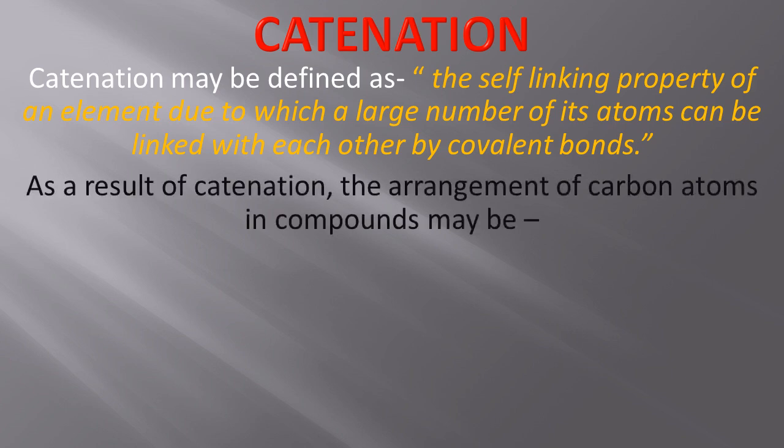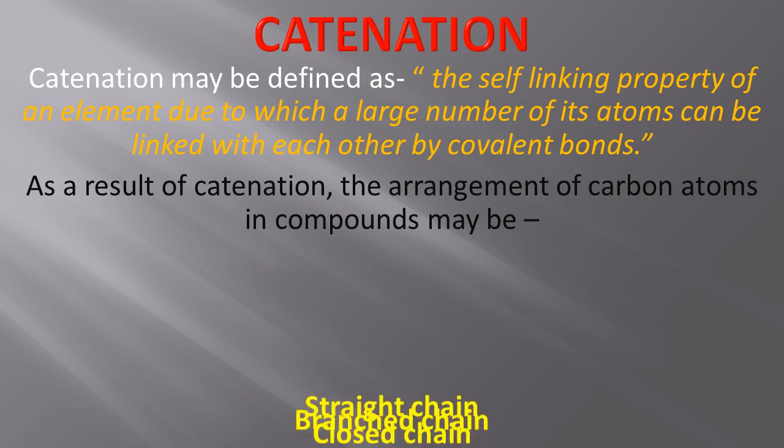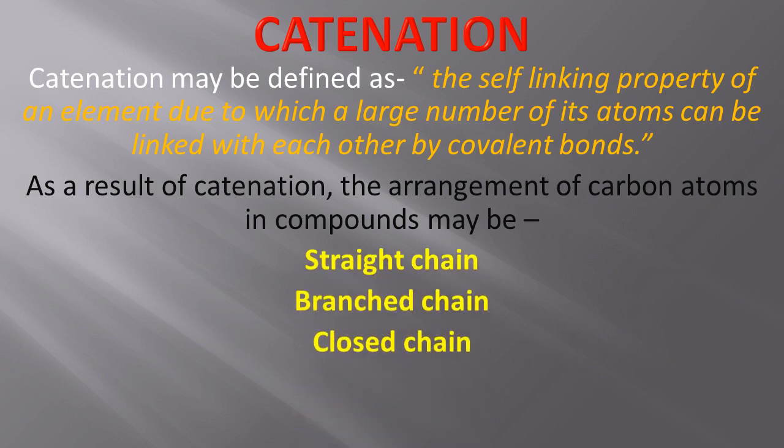As a result of this catenation, the carbon atom arrangement in the compounds may be straight chain, branched chain or closed chain. So because of this self-linking property of carbon atoms, in all the organic compounds the carbon atoms are arranged in these three forms: one is a straight chain, another is branched chain, another is the closed chain. In a few carbon compounds, the carbon atoms are arranged in straight chain, in a few compounds it may be in branched chain, or in some compounds it may be in closed chain.